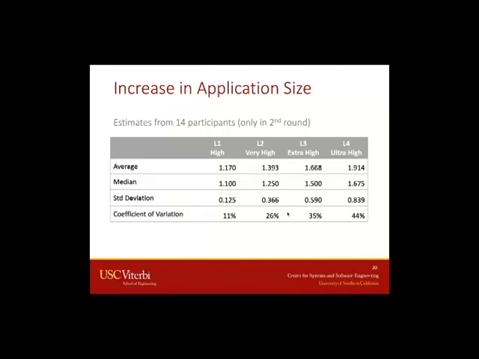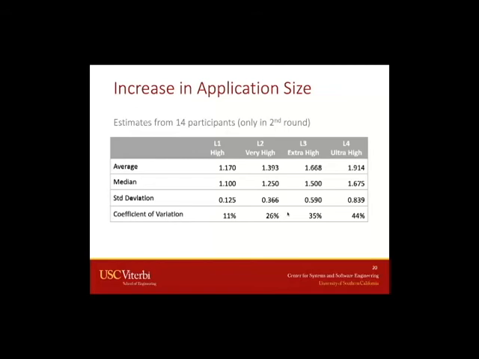We also asked the participants to estimate the increase in the application size. So how many more function points, requirements, or lines of code would be necessary to develop the security features for each level. This question was sent only in the second round of the Delphi. There was a good level of agreement for level 1. For example, we had an average of 17% increase in software size due to the implementation of security features. But as we increase the level, the agreement tends to get a little bit worse.